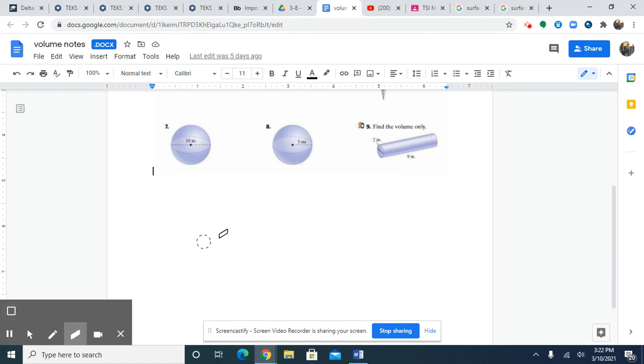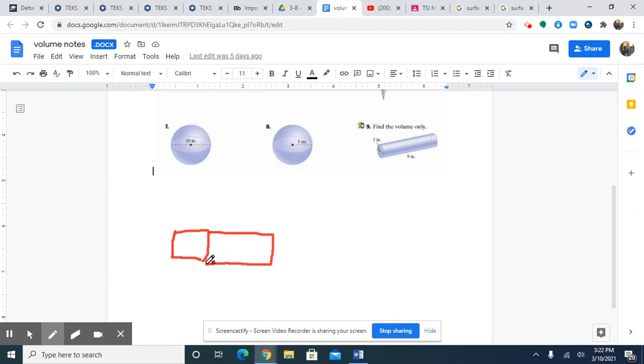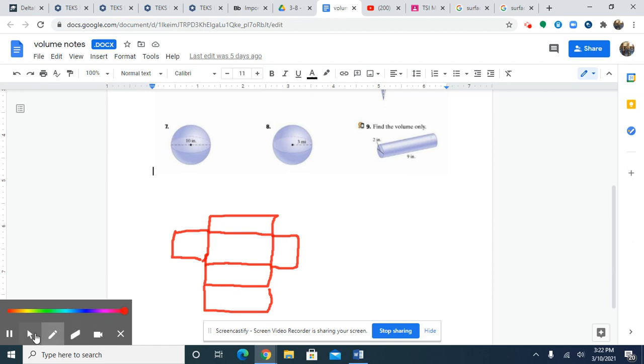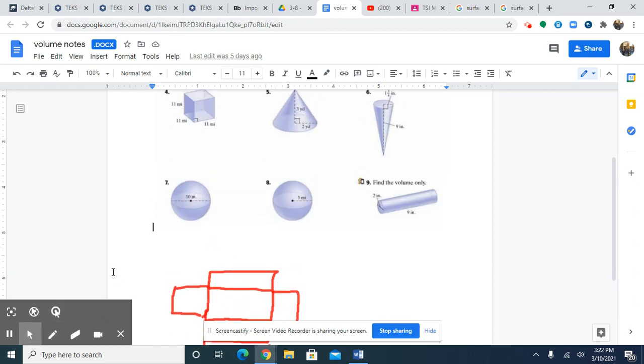So a rectangular prism is made up of two squares, a rectangle, another square over here. Then we have one rectangle on the top and then two rectangles on the bottom. So what we've done is that we've laid out the rectangular prism into a flat shape.